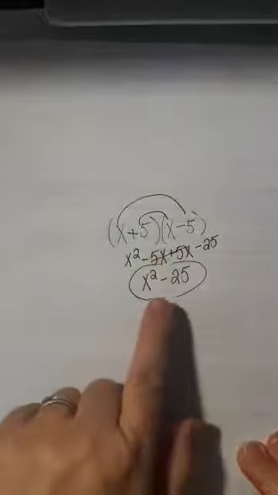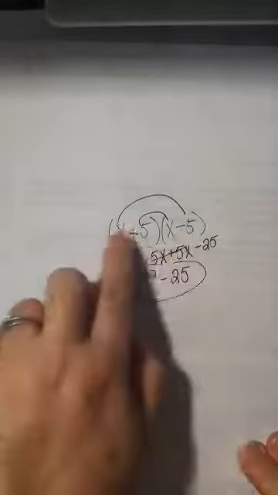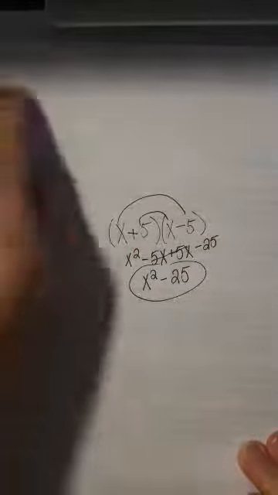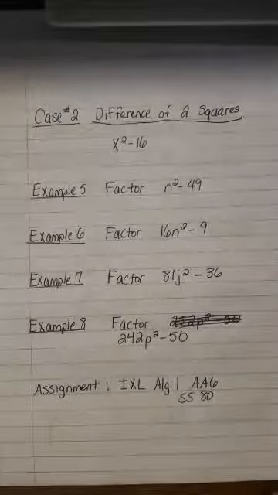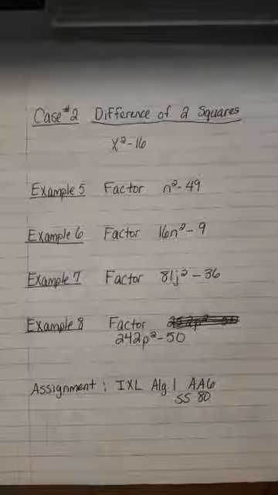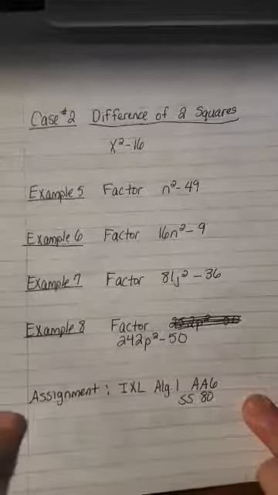So all of our parentheses are going to look like the same exact thing, but one's going to be a plus, and one's going to be a minus. So let's do those now. Because remember, factoring is just what we did when we multiplied, backwards.